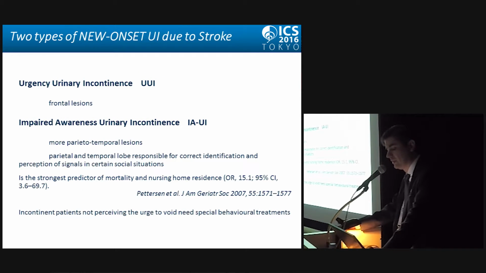There are 2 types of new onset urinary incontinence after a stroke. Usually the urgency urinary incontinence, which is common after frontal lesions. And there is another type of urinary incontinence, which is called impaired awareness urinary incontinence, which is more common after the parietal temporal lesions, as you can see here in this slide.